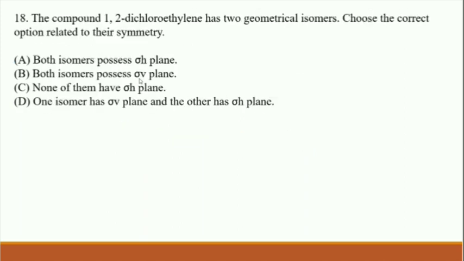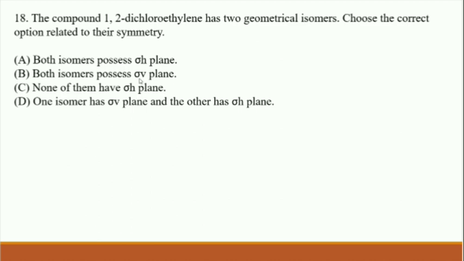18th question, the compound 1,2-dichloroethylene has two geometrical isomers. The options related to their symmetry: both isomers possess sigma h plane; both isomers possess sigma v plane; none of them have sigma h plane; one isomer has sigma v plane and the other has sigma h plane.